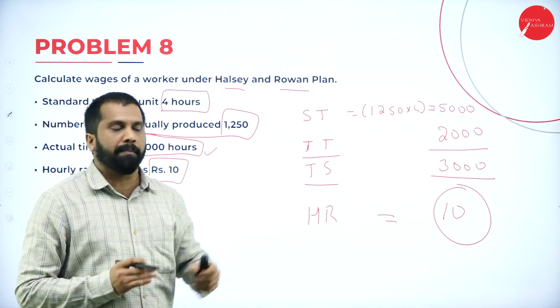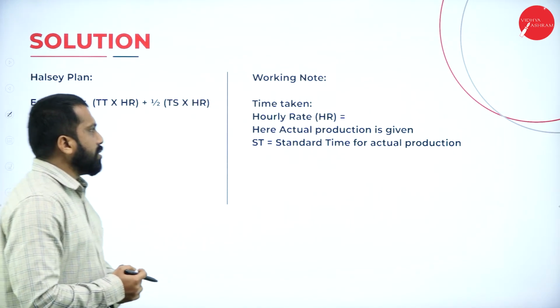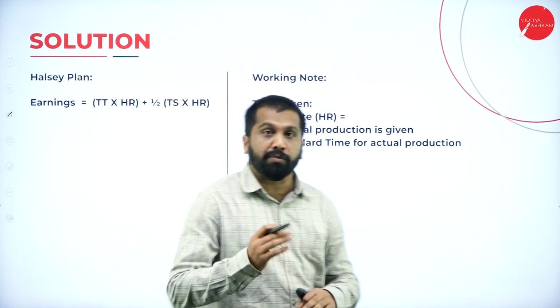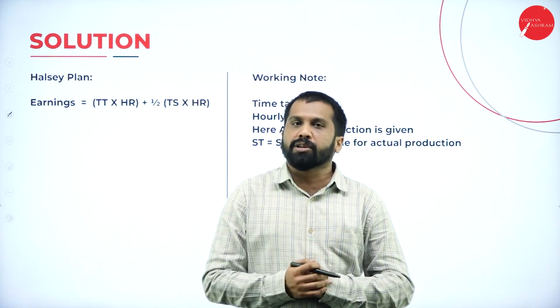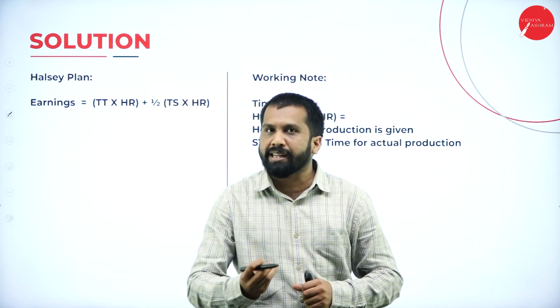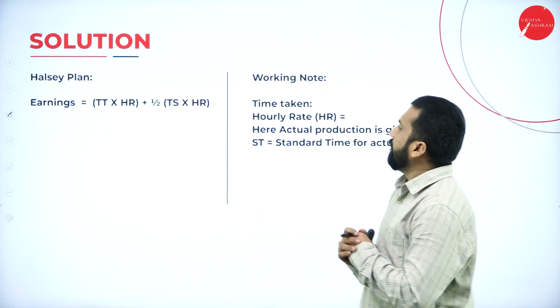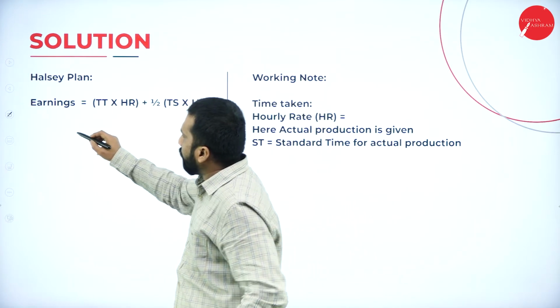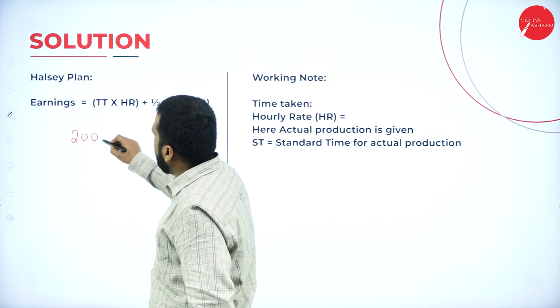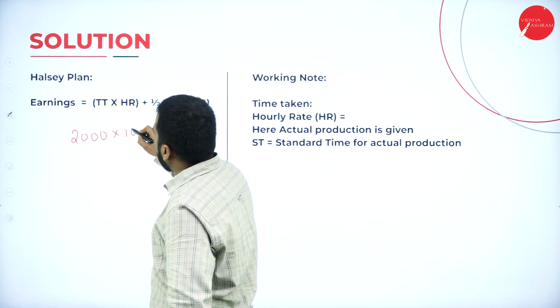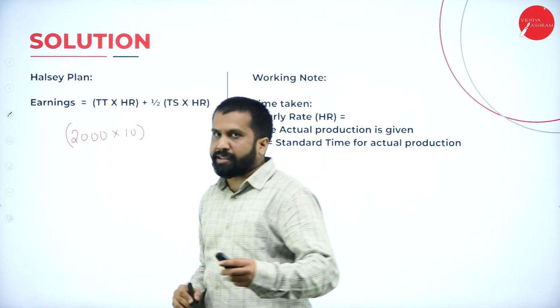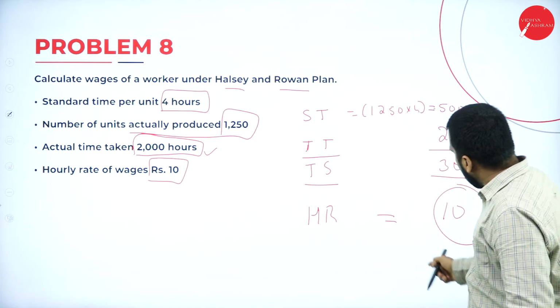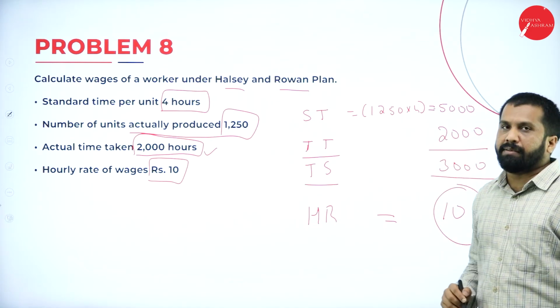Working note done. Now, solution. As I told you, the solution is not given in this. We are supposed to find it out, so you are also supposed to calculate along with me. Now, time taken. What is the time taken? 2000 hours. Hourly rate. What is the hourly rate? 10 rupees. It is already calculated. See, all the information is available.